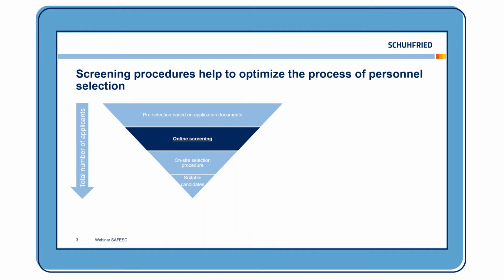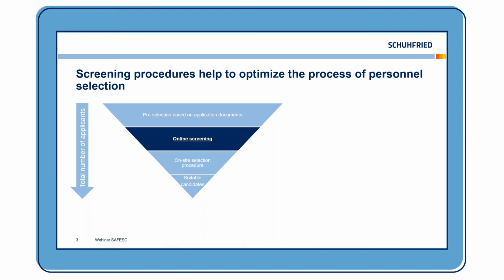By their nature, screening procedures are usually applied at a very early stage in the selection process. Often we perform a pre-selection of applicants on the basis of certain must-have criteria, which can be derived from the CV, such as work experience, certifications, or graduations. And all applicants who meet these criteria will then be invited to an online screening, which means the tests can be carried out from anywhere in the world, independent of location.